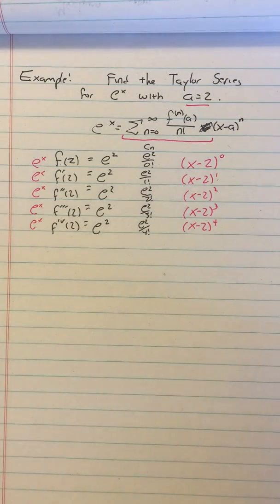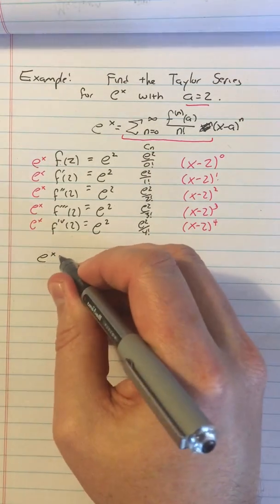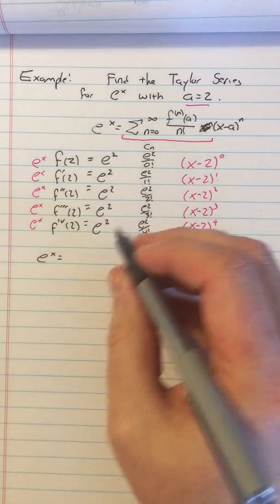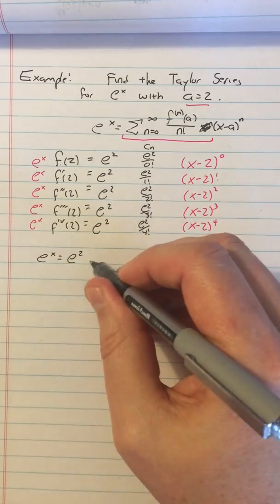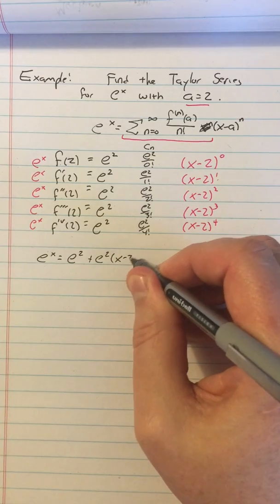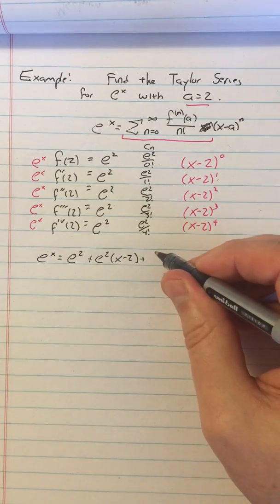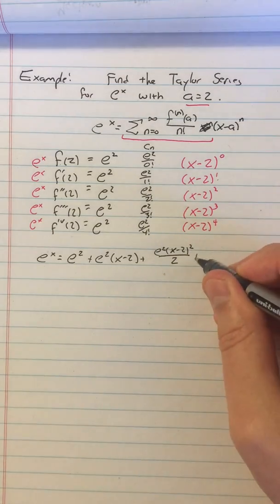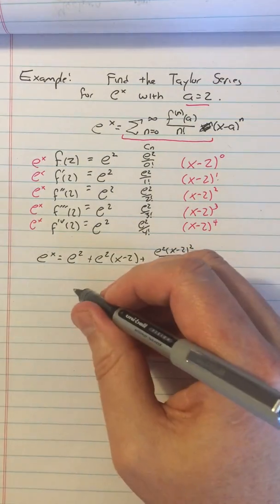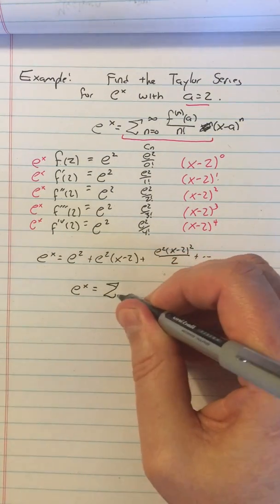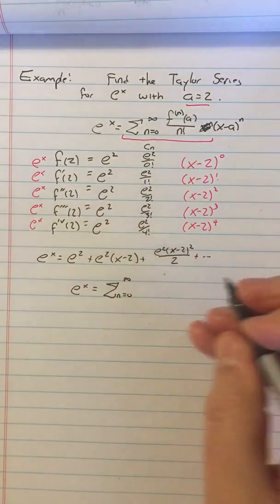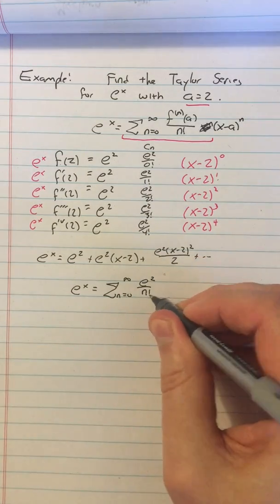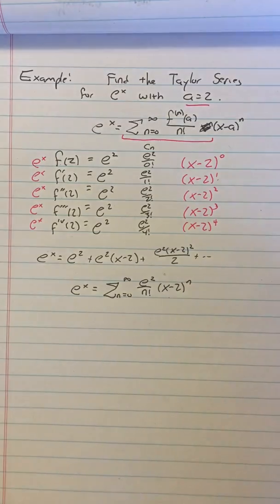All right, so then we just put that together and say, my e to the x is equal to, I can write out some terms. The first one's going to be e squared, and then I'm going to have e squared times x minus 2, and then e squared times x minus 2 squared over 2. We don't really have to do that. You can jump straight to the fact that e to the x is equal to the sum from n equals 0 to infinity of e squared over n factorial times x minus 2 to the n. And now we've accomplished what it says. We found the Taylor series at a equals 2. That's it. So that's some of the kind of things they're going to be asking you to do.